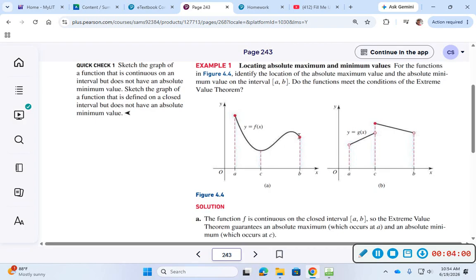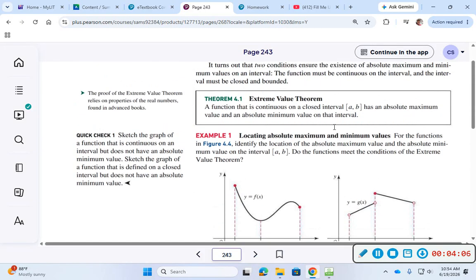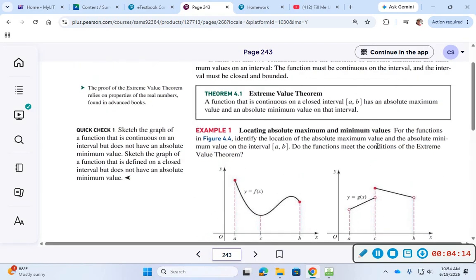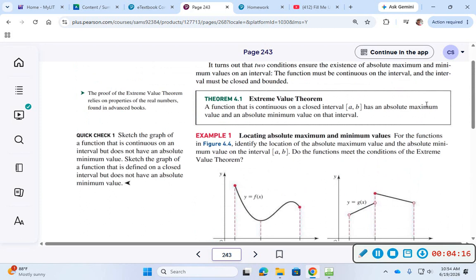Sometimes it could be the endpoints, but we will always have one on the closed interval. This one is not closed, not continuous either, so it breaks two of those definitions, so we're not guaranteed to get a maximum and minimum. Definitely go back and follow the definition.